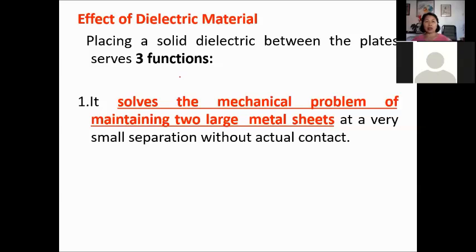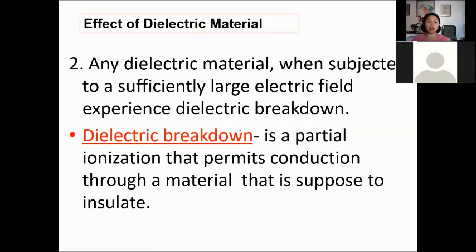Pero sa capacitor, ano ang function? Ano ang gamit? Bakit lagyan ng insulating material yung dalawang conducting plates? First, it solves the mechanical problem of maintaining two large metal sheets at a very small separation. Mahirap i-separate yung mga metal plates kung walang mga insulating material between. Kaya, the first function of a dielectric material is to solve the mechanical problem of maintaining two large metal sheets. Second is to prevent dielectric breakdown.